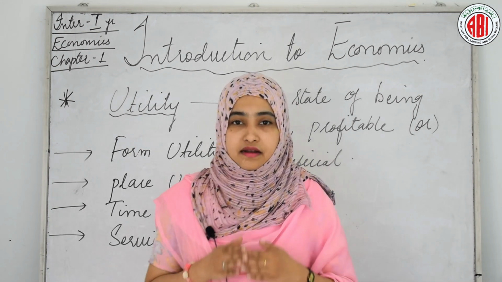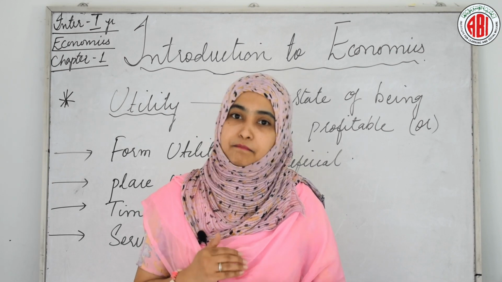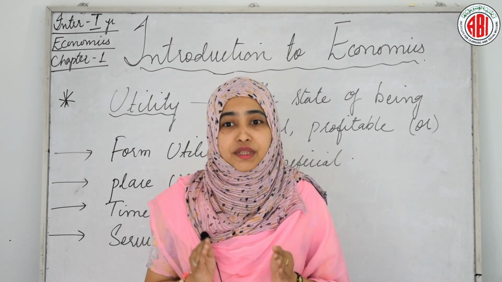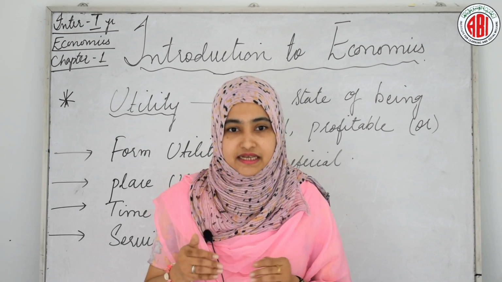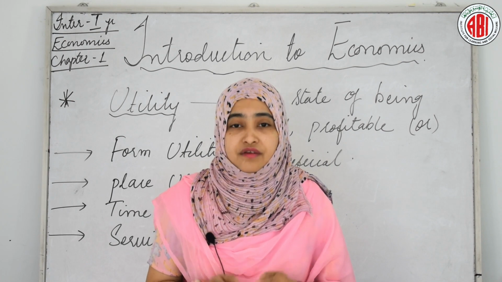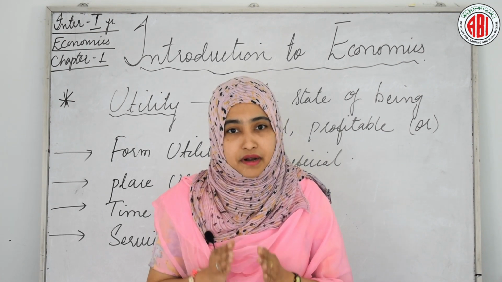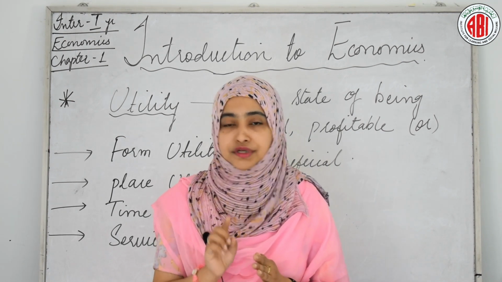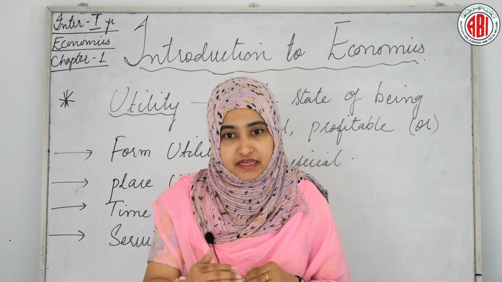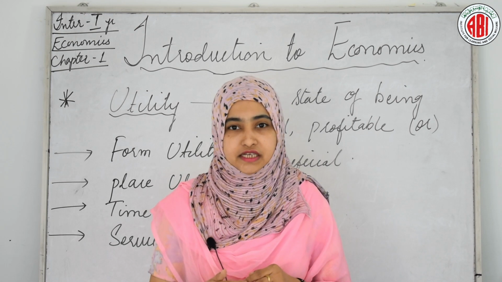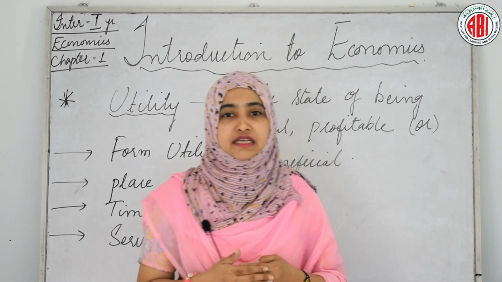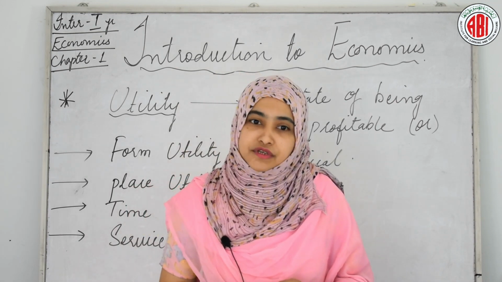Then the next utility is place utility. When goods acquire utility with the change of their place, it is known as place utility. For example, vegetables at the production place have no utility, but when they are brought to the market, they gain utility. Now, after place utility, we will see time utility.